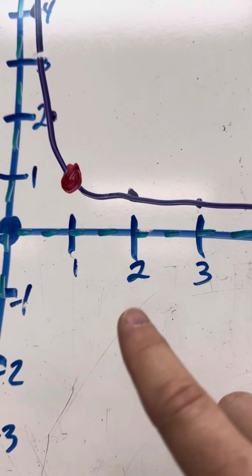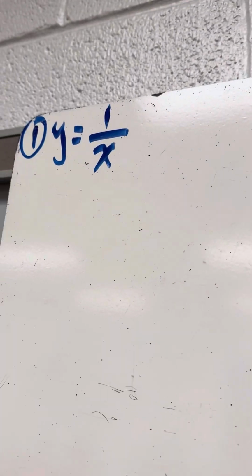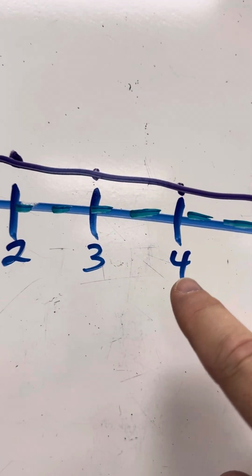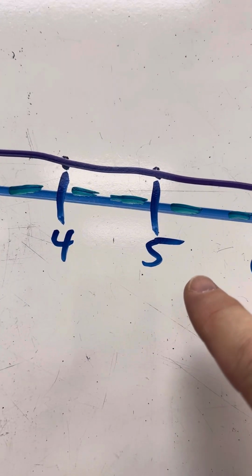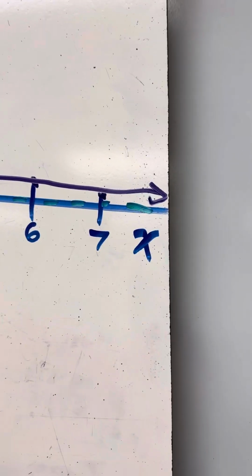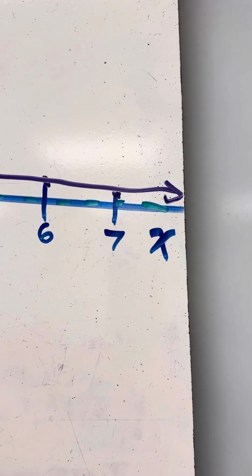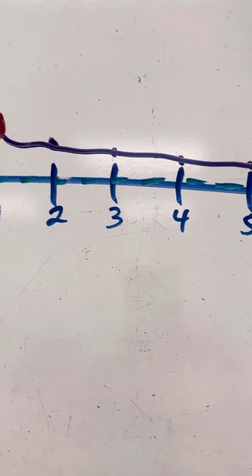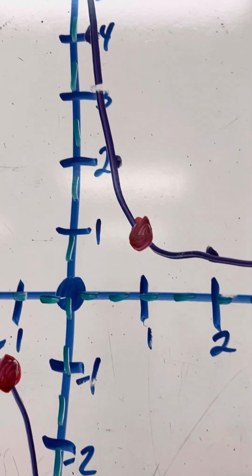But what happens at 2? If I put 2 in for x, you get 1/2, right? If you put 3 in for x, you get 1/3. 4 in for x, you get 1/4. 5 in for x, you get 1/5. All the way. It never touches 0, but it just keeps going, getting closer and closer to 0, but never actually touches it. Okay? The same goes in the reverse.